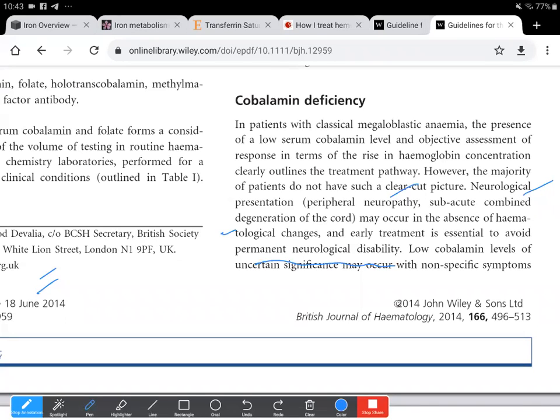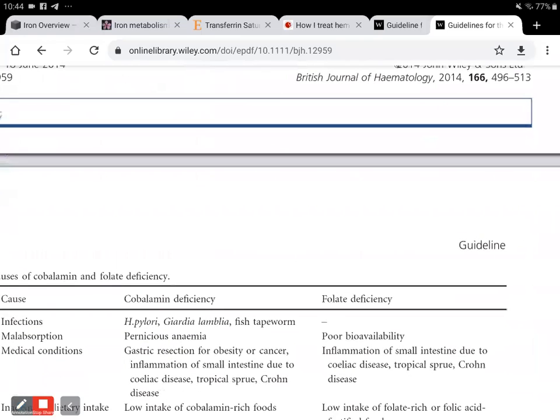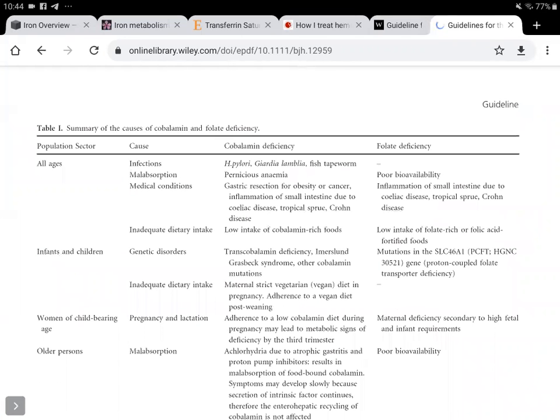This is one of the key features that we need to take into account when we are treating them. The levels of B12 remain stable for quite some time, so whenever there is a deficiency, early treatment is needed. Otherwise the neurological deficit can become permanent, a permanent neurological disability. Low cobalamin levels of uncertain significance may occur with non-specific symptoms. They have outlined this in the chart here, which mentions the summary of the causes.